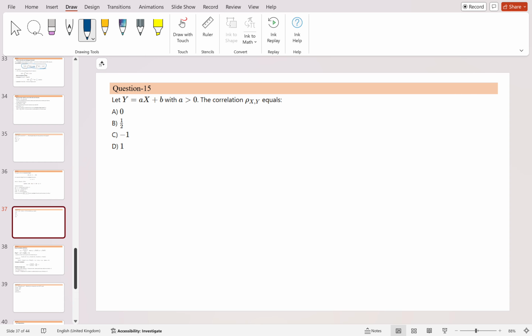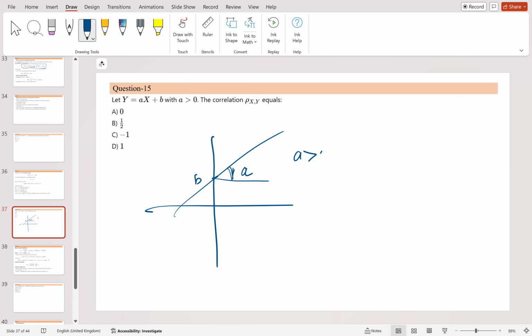You have to find the correlation rho(X, Y). Y is a straight line with a gradient of a, and where it touches the y-axis, this is b. So this is b and this is a. You are given that a is greater than 0. So you have to find rho(X, Y), the coefficient of correlation, which will be equal to.